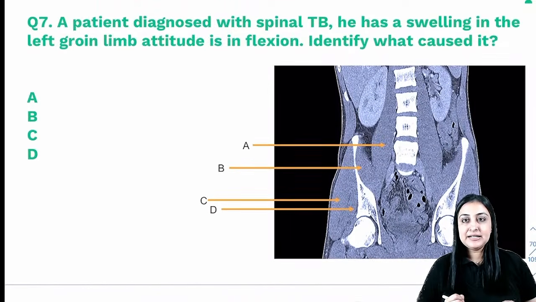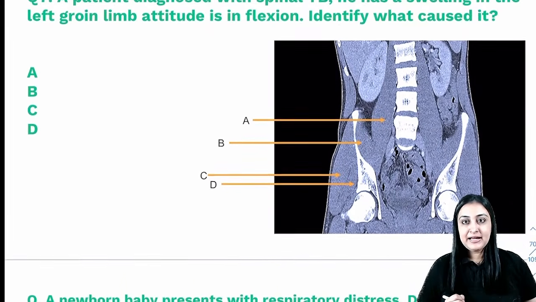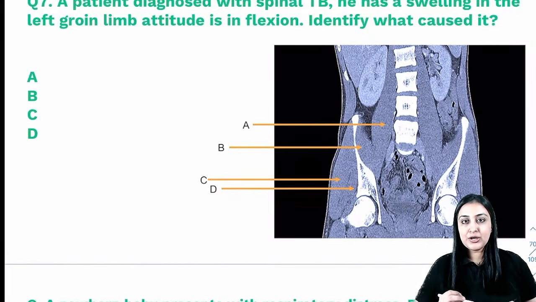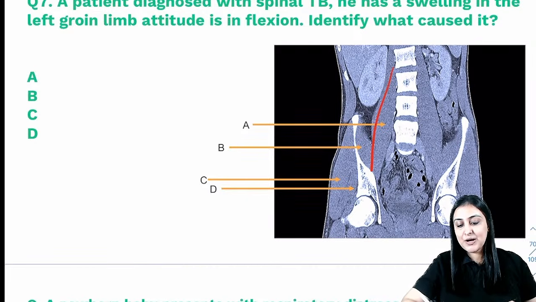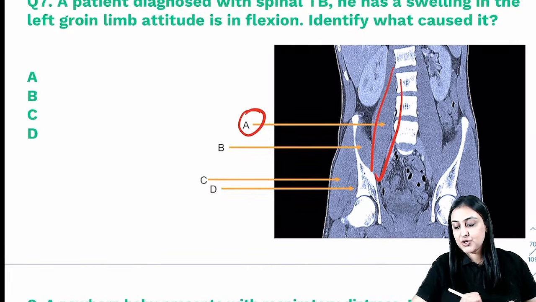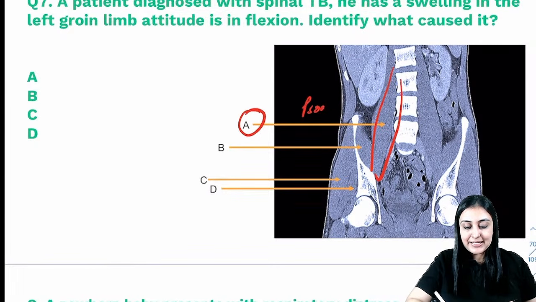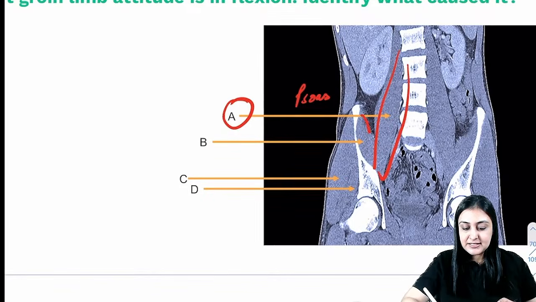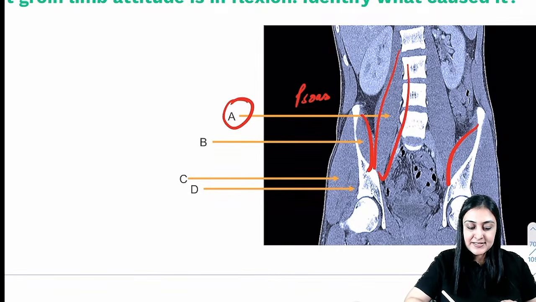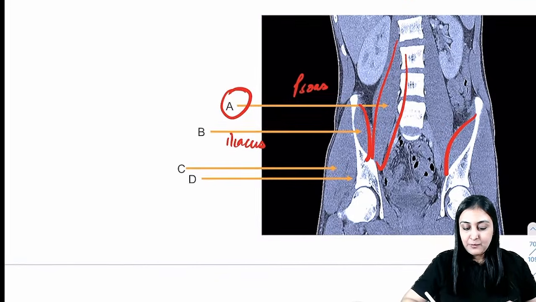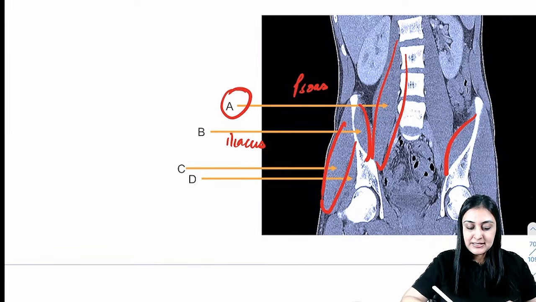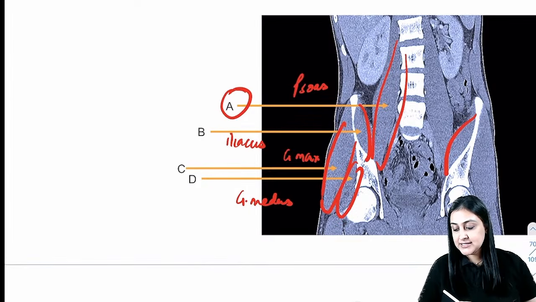Last question, spinal TB, in flexion, identify what caused it. So the limb groin attitude in flexion is because of psoas abscess, and this muscle A is your psoas. Very very quickly, anatomy, this is psoas. What muscle is this near the iliac crest? B is iliacus. Both together form the iliopsoas. What are these muscles? The outer muscle, image C, is gluteus maximus, and the inner one is your gluteus medius. Okay, so these are your muscles here.